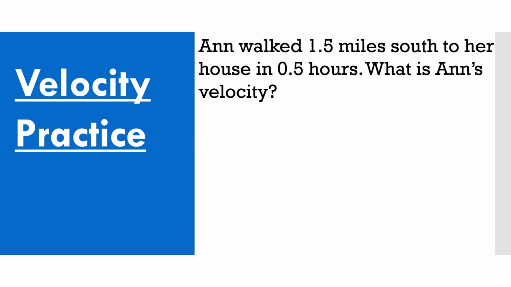So let's do a practice problem. Anne walked 1.5 miles south to her house in 0.5 hours. What is Anne's velocity? So we're going to go ahead and box the question. What is Anne's velocity? So we know we're going to be looking for velocity. Anne walked 1.5 miles south, so we're given the direction. And so this will be our distance. And I'm just going to put an arrow going south right here. That looks terrible.